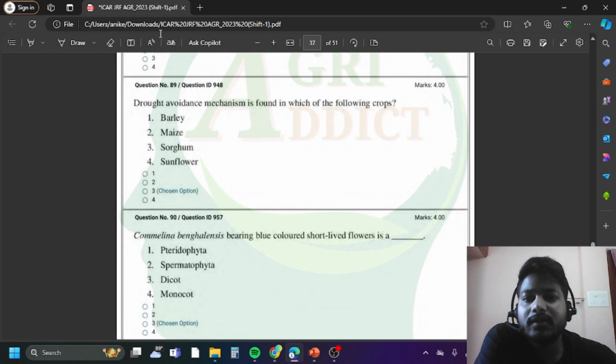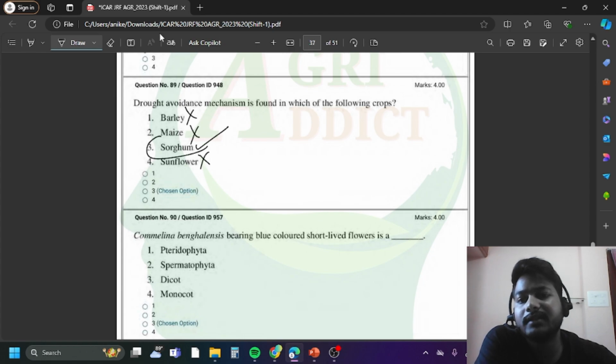Next is, drought avoidance mechanism is found in which of the following crops? So first you need to look for which of the following crops is drought avoidance or drought resistant. Barley, no. Maize, no. Sorghum, yes. Sunflower, no. So answer is sorghum.